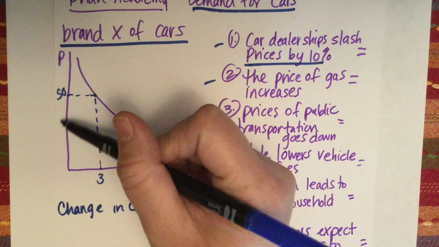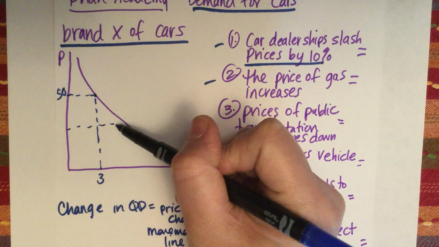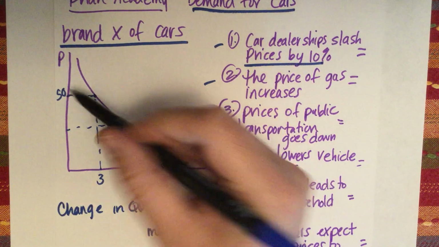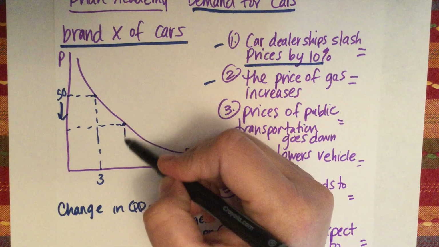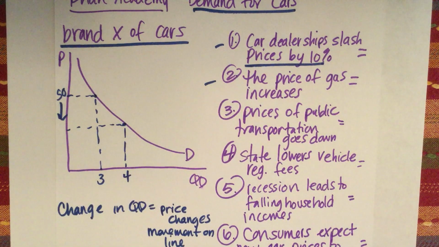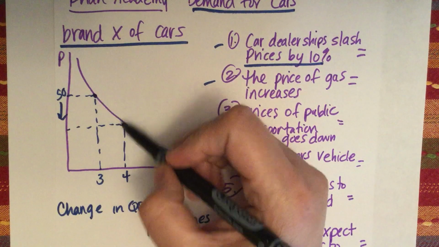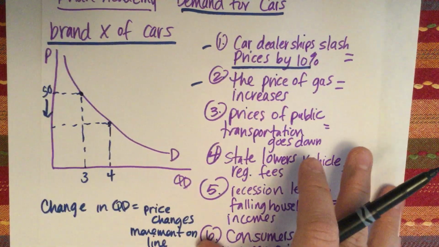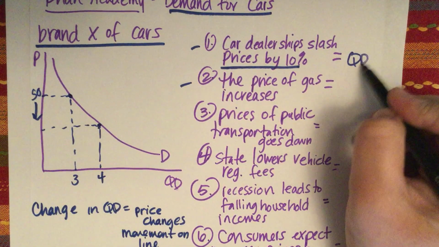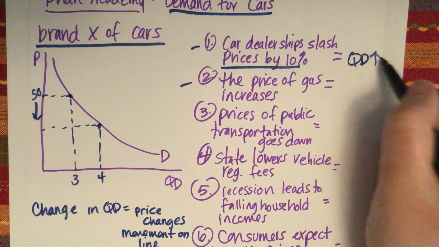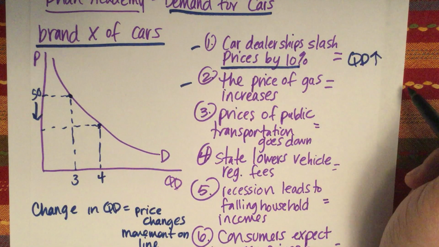And if they slash them by 10%, then price has gone down. Then it's a movement along the line. Now I'm going to buy more at that price. So this very first one is going to affect quantity demanded, and the quantity demanded will increase, and it's a movement down the line.